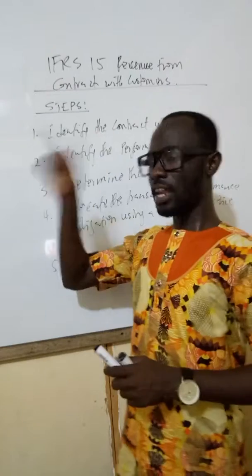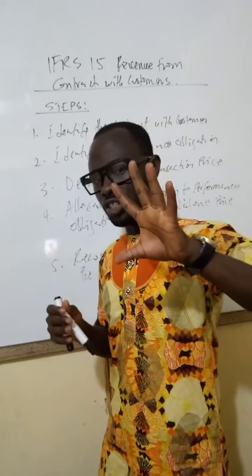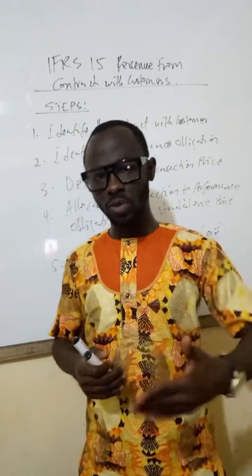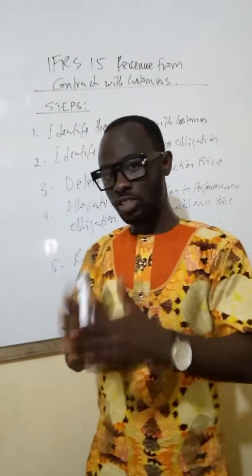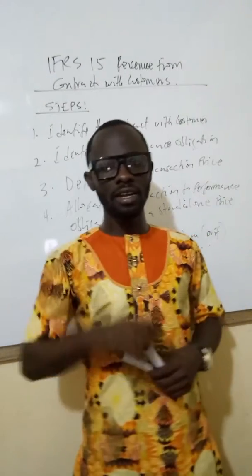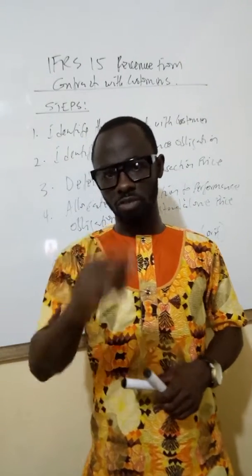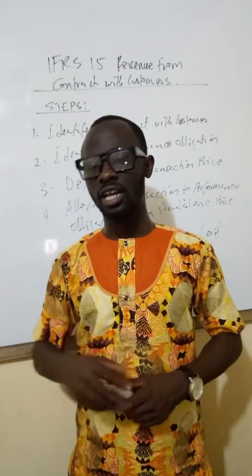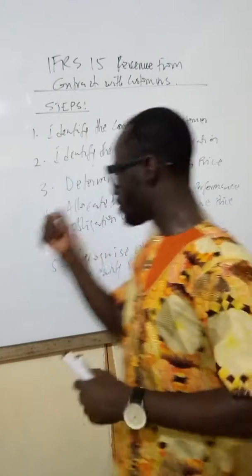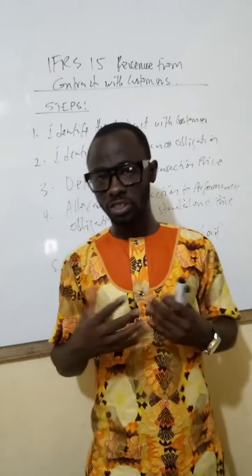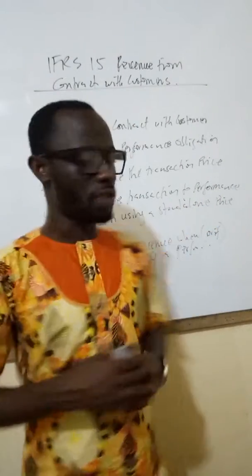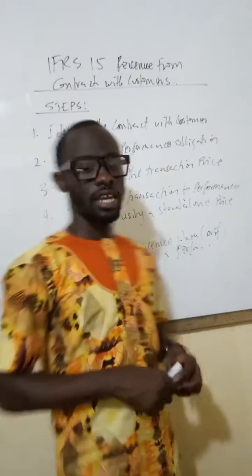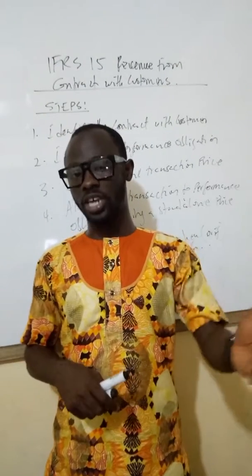So 1, identify the contract with the customer. 5 conditions we spoke about must be met. 2, identify the performance obligation, what we are going to be doing as an entity under this contract. And then 3, you determine the transaction price, how much money we are going to be receiving under this contract, excluding how much is paid to external or third parties. Then the 4th area, which is going to be an exhaustive one, is where we say allocate the transaction price to performance obligations using the standalone price of each performance obligation.